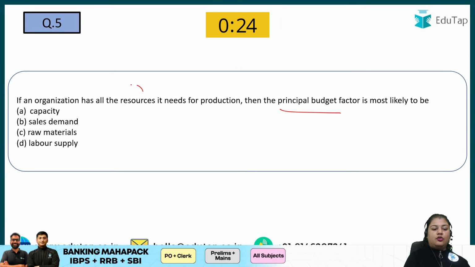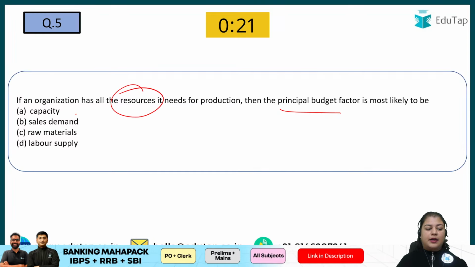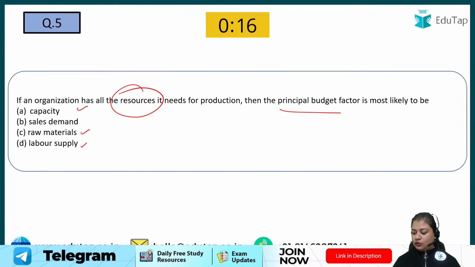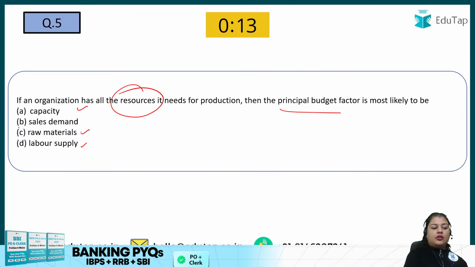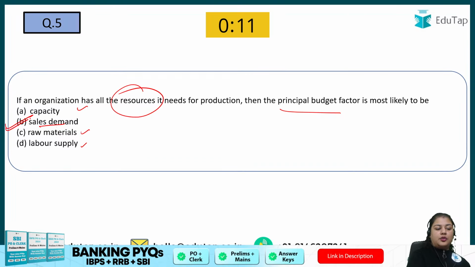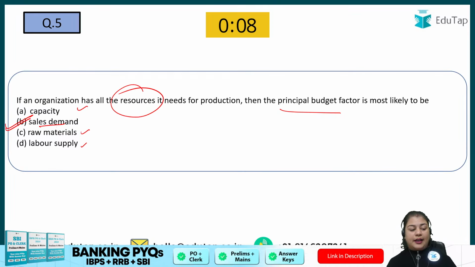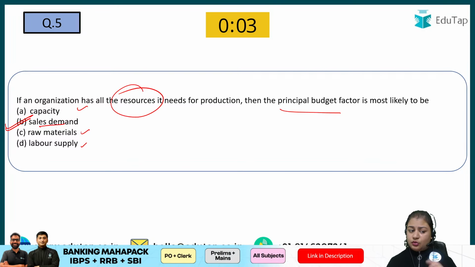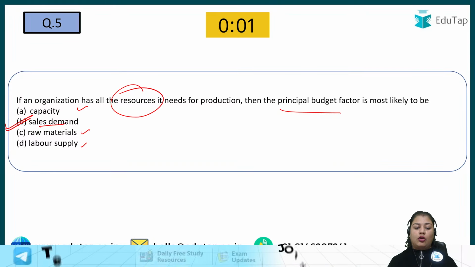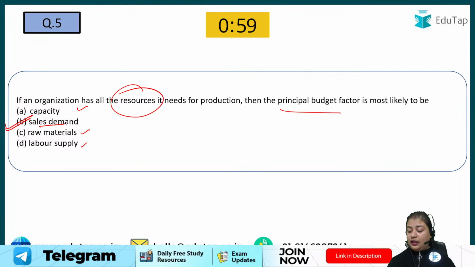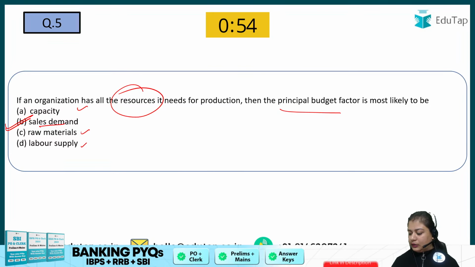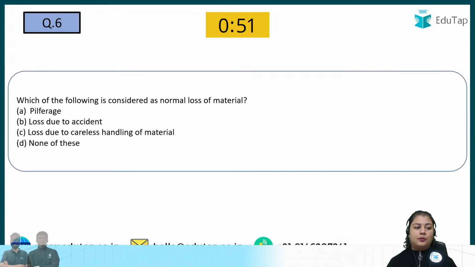जब उसके पास सारे रिसोर्सेज हैं तो हम कह सकते हैं उसके पास कैपेसिटी भी है, उसके पास रॉ मटेरियल्स भी हैं, उसके पास लेबर सप्लाई भी है, because ये इंटरनल है, उसके पास तो अपने सारे रिसोर्सेज हैं, but externally क्या चीज हो सकती है? That is the sales demand. So the correct option is yes B, 5B, that is the sales demand. Very good. ठीक है, उसके पास अपने रिसोर्सेज हैं, but what can be the principal budget factor? That is the sales demand. If ever you go wrong here in the questions, है ना, जैसे हम question 4 में काफी बच्चों ने गलत भी दे दिया था, please write it down somewhere so that you know कि कहाँ पे आप गलत गए थे. So the option B here is the correct answer.